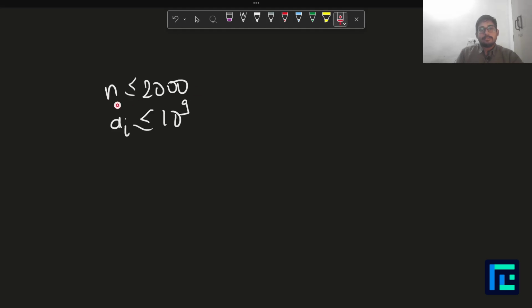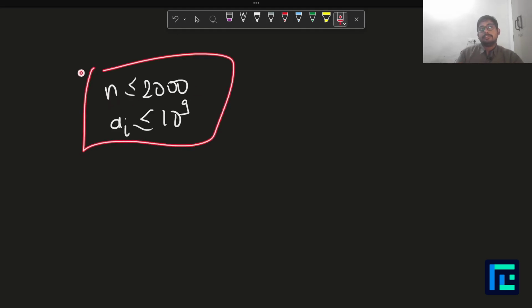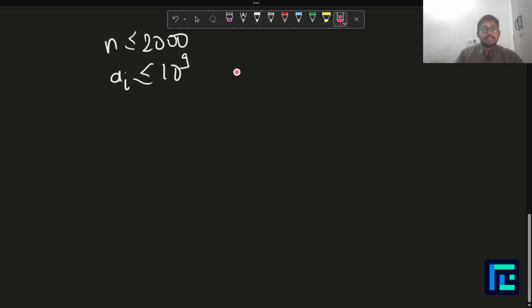10 to the power 9. Okay, so looking at these constraints, what can you say about how optimized the solution should look? What should be the complexity of the solution? You can see that n is up to 2000. So if you do something like even order of n, that would be completely fine.